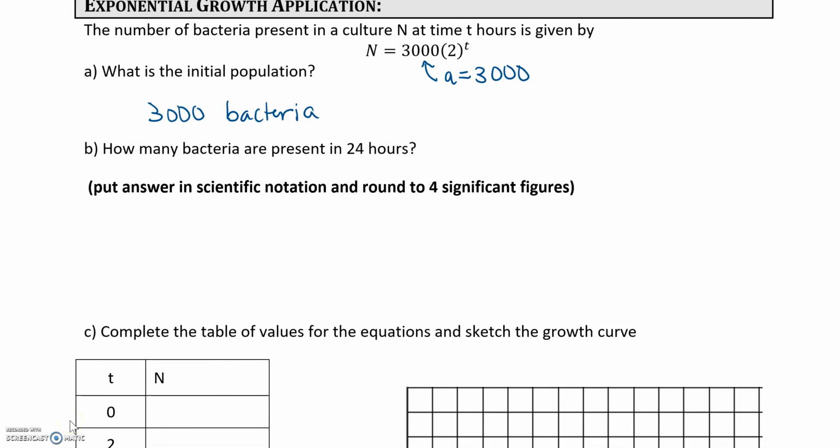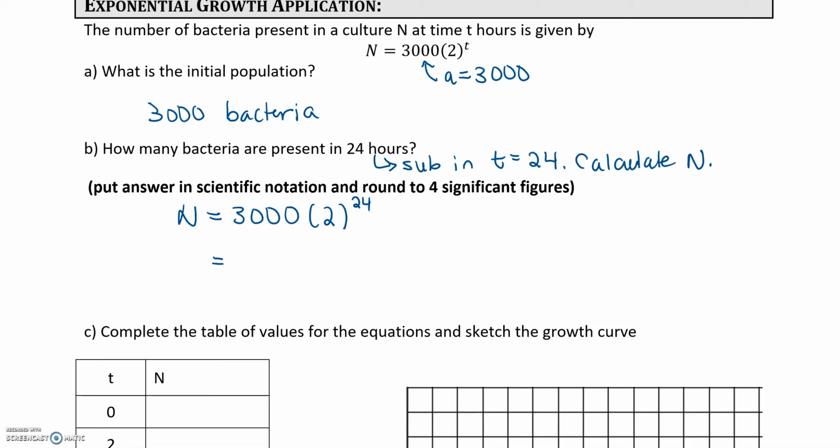In Part B, we are asked how many bacteria are present in 24 hours. What that means is that we're asked to calculate the value of n when t is equal to 24. So when we sub in the value of t is equal to 24, we get the following equation. We are asked to express our final answer in scientific notation rounded to 4 significant figures.